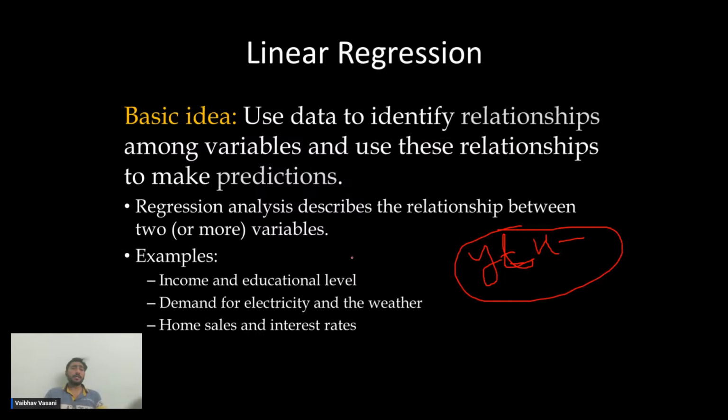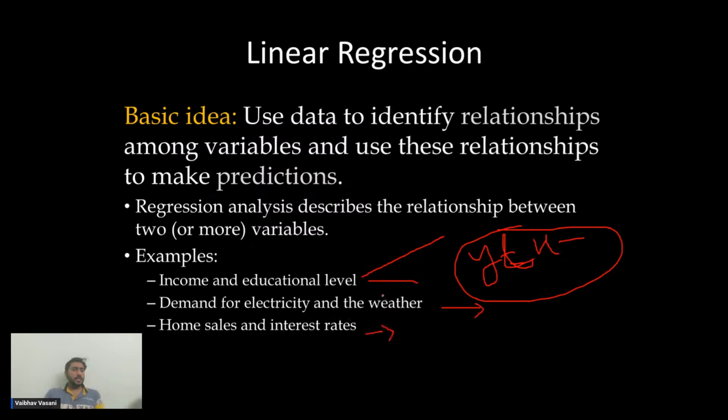Not necessarily all the time do we have a linear regression line; we might have a non-linear equation also. Example, income and educational level is an example of linear regression. The higher the education, the higher the income. Demand for electricity and the weather. Home sales and interest rate. Everywhere we can try linear regression.